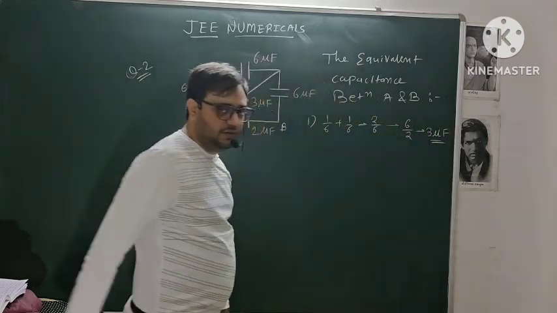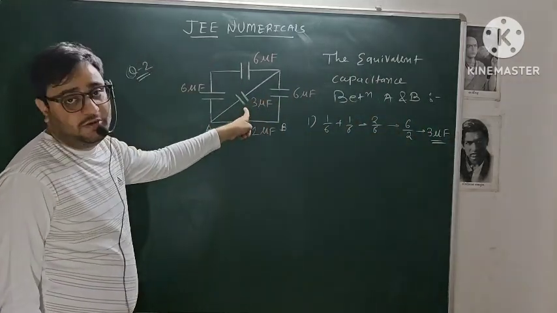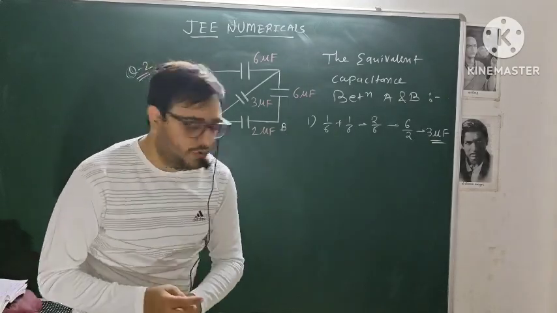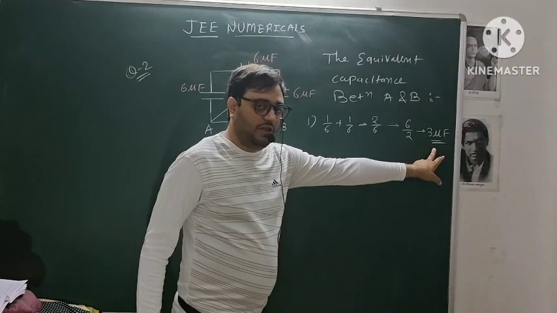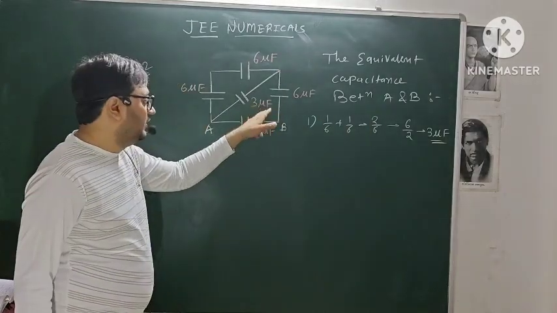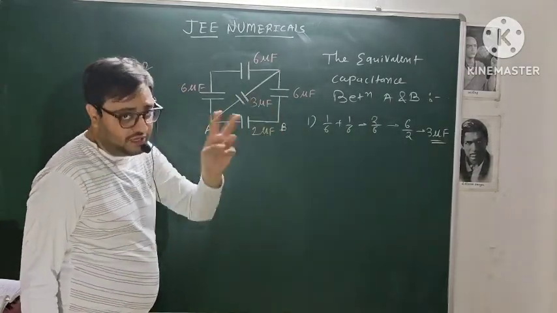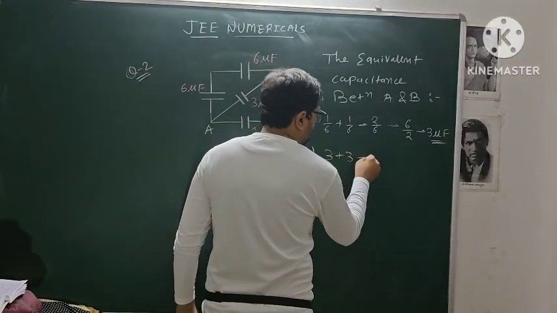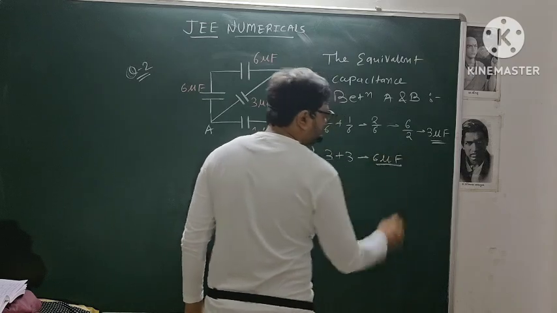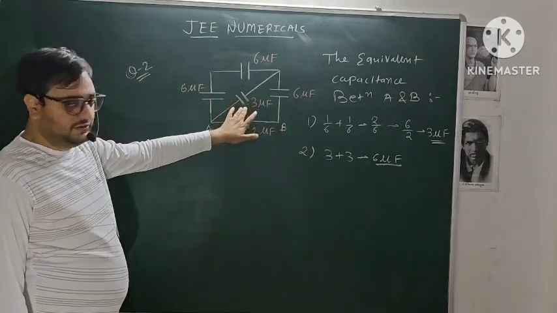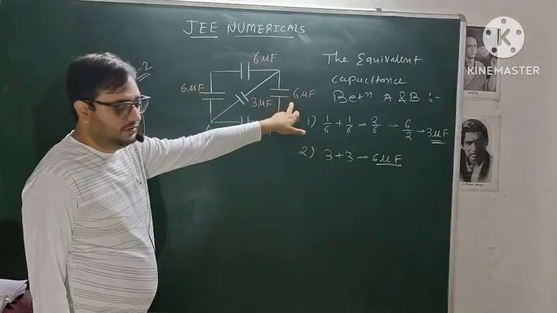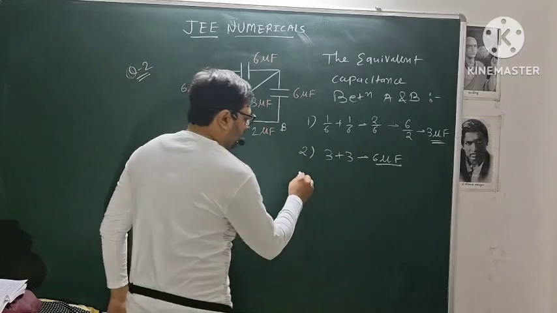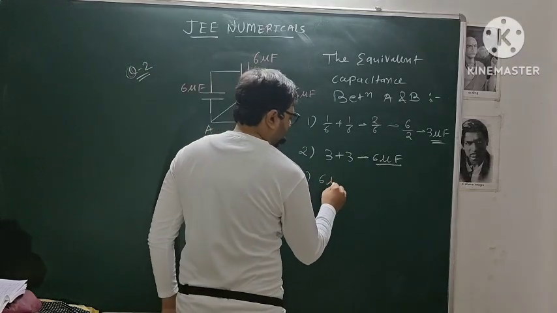Now this equivalent capacitor is parallel to the 3 microfarad capacitor. For parallel combination, we can write the formula C is equal to C1 plus C2. So 3 microfarad is the equivalent capacitor, and again there is a 3 microfarad capacitor. Both are in parallel, so 3 plus 3 is 6 microfarad. Now this equivalent capacitor is, sorry, in series with the 6 microfarad. So here you can write 6 microfarad.